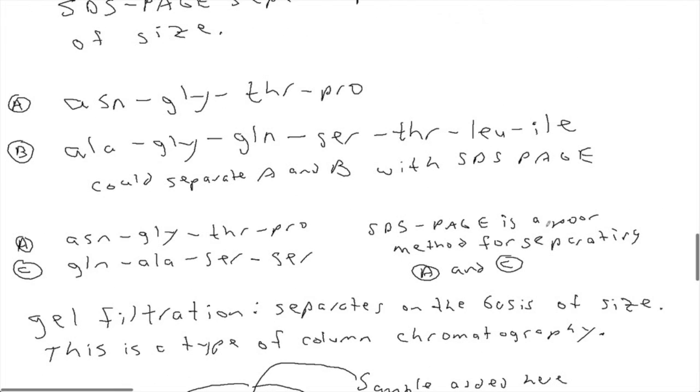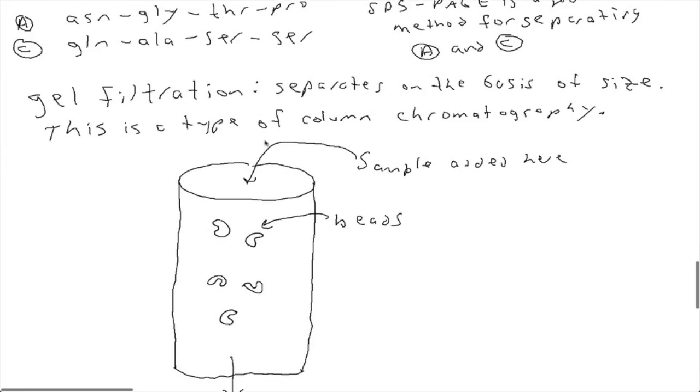So would gel filtration chromatography be a good way to separate A and B? I'm sorry, say that again? Would gel filtration chromatography be a good way to separate A and B here? Yes, possibly, because B seems almost twice as big as A. Would it be a good way to separate A and C? No. Why not? Because they're the same length and size. Yeah, so it definitely wouldn't work for A and C. It might work for A and B. All right.